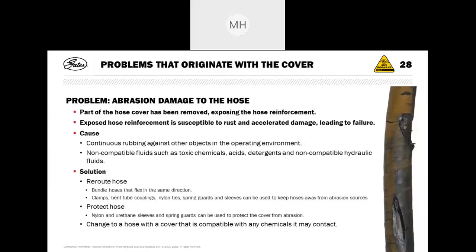Clamps, bent tube couplings, nylon ties, spring guards and sleeves can be used to keep hoses away from abrasion sources. There are other ways to protect the hose with nylon or urethane style sleeving, and spring guards can be used to protect the cover in very high abrasion applications. Or we can also look at changing the hose to a cover that's compatible with the chemicals it may be in contact with.